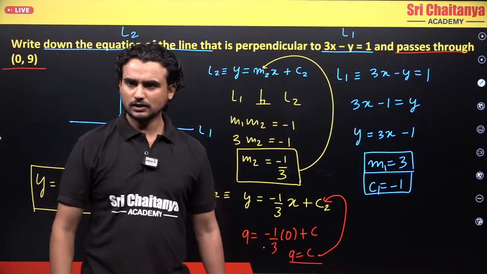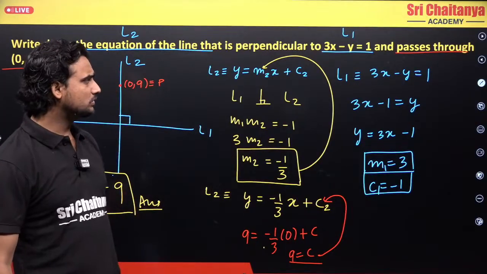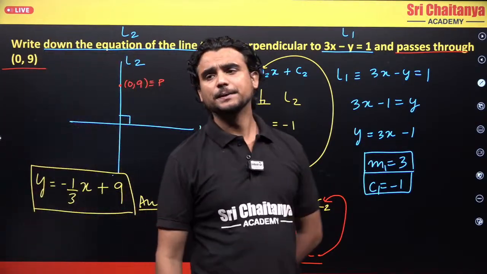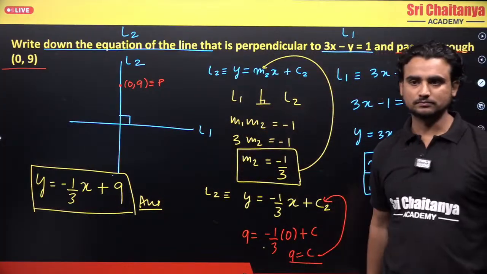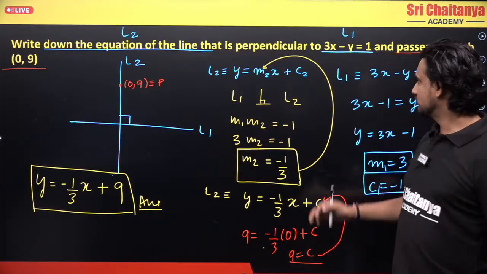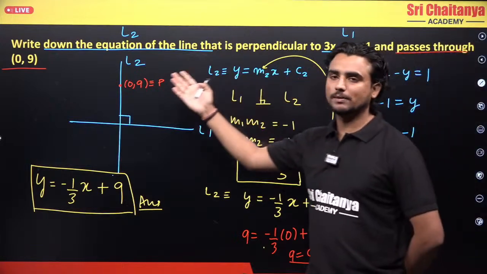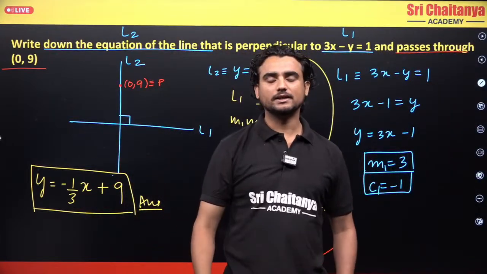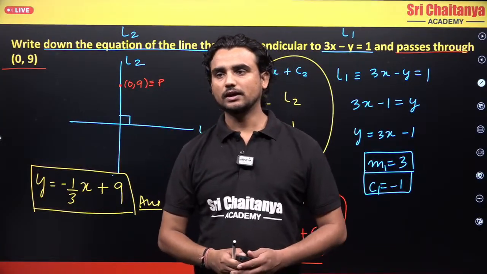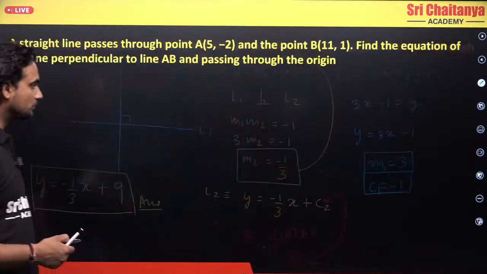Clear? So what is the condition I have used? The condition here is that m1 into m2 is equal to minus 1. And this is very easy, that 0, 9 lies on the straight line, so I just plug the values inside and I'll get the value of intercept. So I hope this is clear to you.